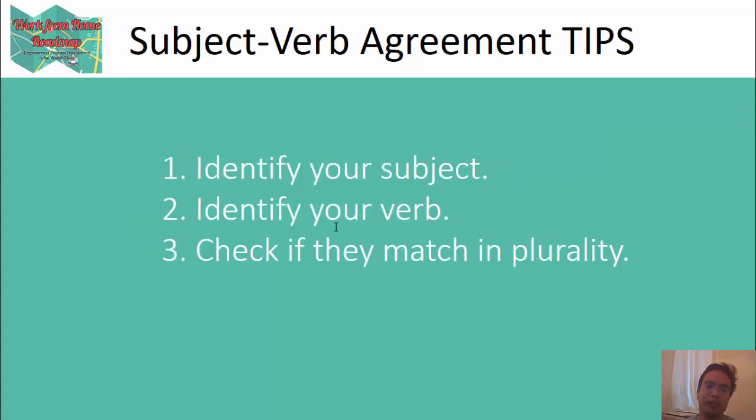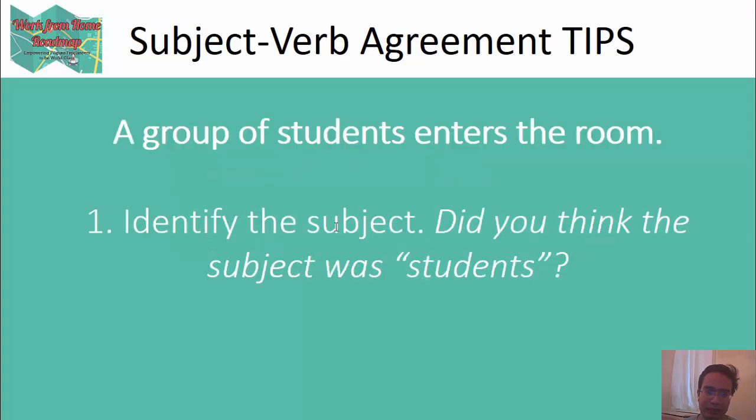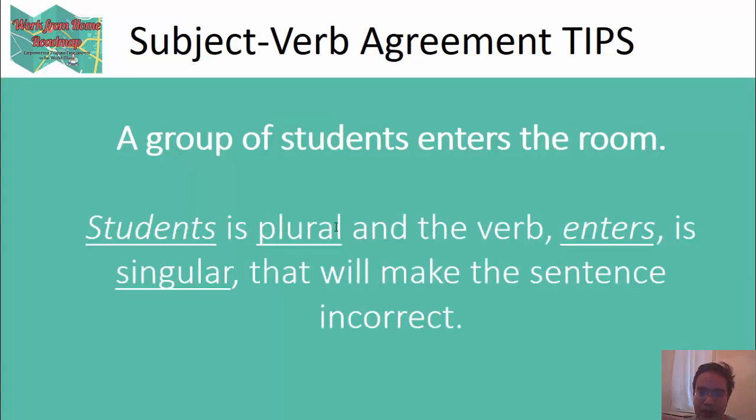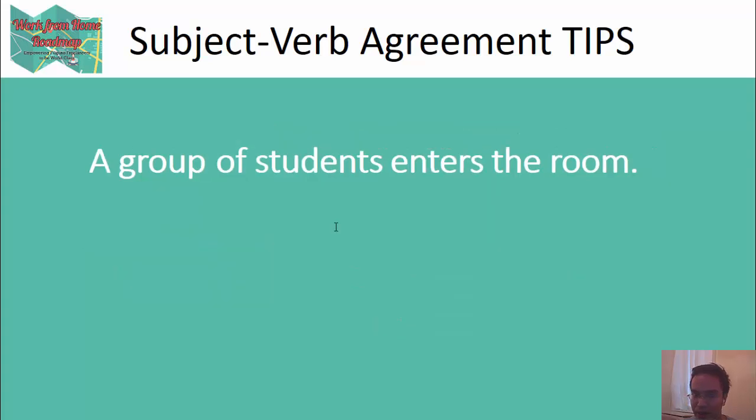Remember our 3 easy steps? Identify your subject, identify your verb, and check if they match in plurality. A group of students enters the room. Okay, the first thing to do is identify the subject. Did you think the subject was students? Students is plural and the verb enters is singular. That will make the sentence incorrect.